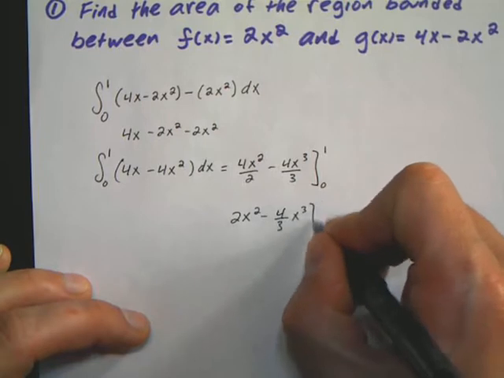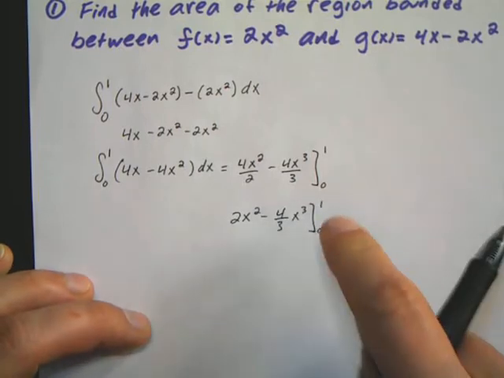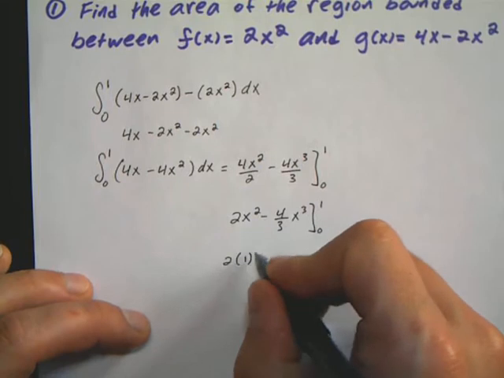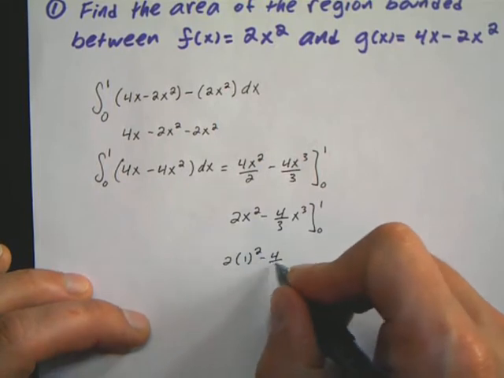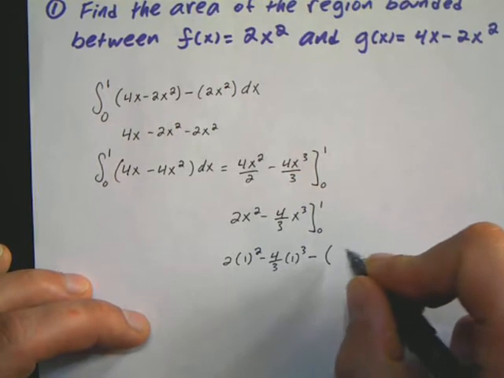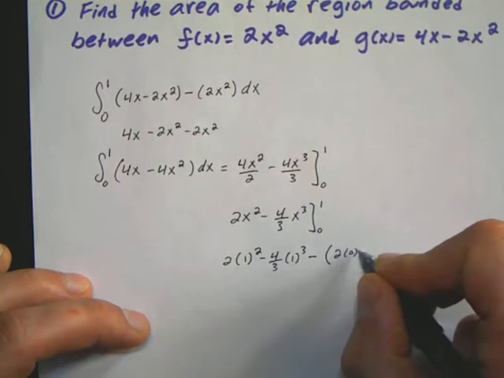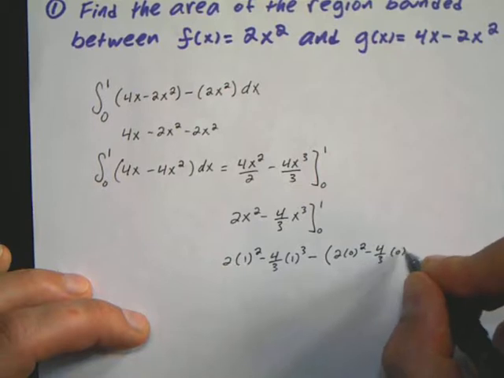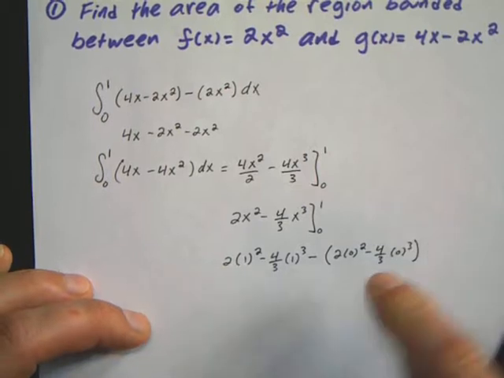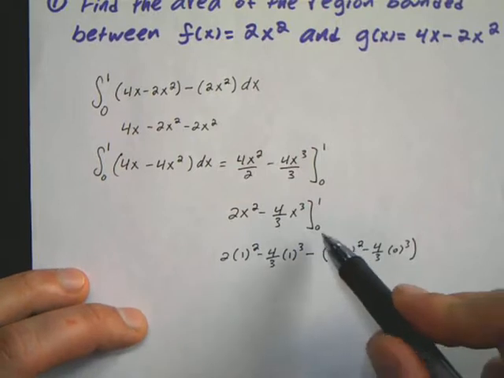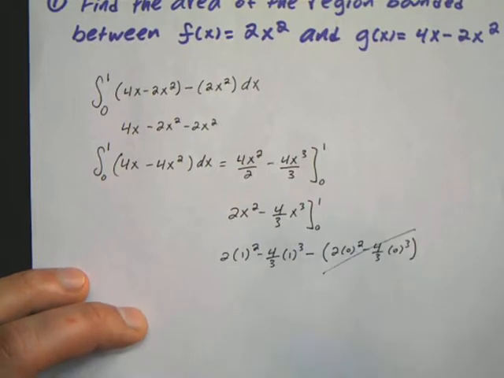The fundamental theorem says I plug in the top limit, so it's going to be 2 times 1 squared minus 4 over 3 times 1 to the third, minus, and then when I plug in the bottom limit, since it's 0, it's not going to give me a value over here on this side. However, not always do you have the lower limit be equal to 0, so just don't assume that it's always going to be 0. And then my answer is just whatever this simplifies to be.